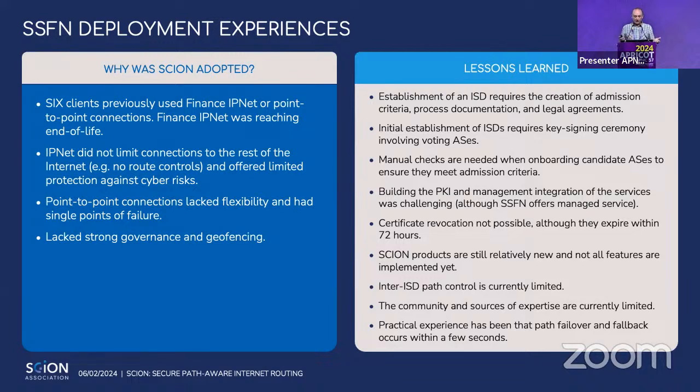Generally, the SCION projects are quite new, so not all the features are implemented. I hinted at that with the EPIC extension and the FABRID stuff. And actually, another major limitation is that the inter-AS path control is quite limited. So it's sort of an either-or thing at the moment. You can't do fine-grained policy control, but that's something that is coming.